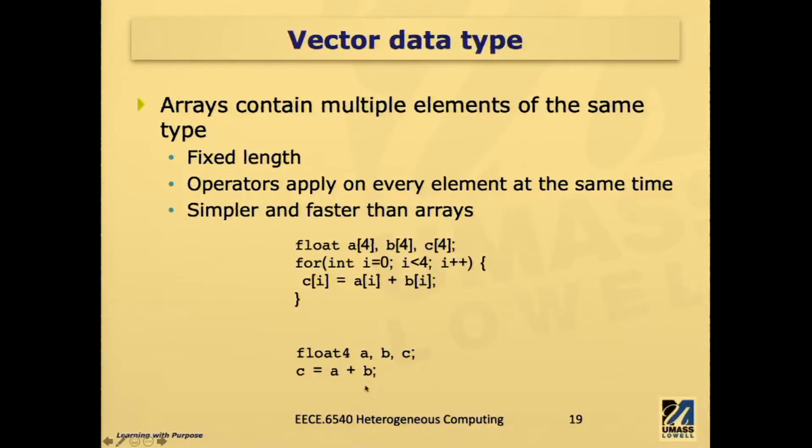But with this vector data type, in an OpenCL kernel function, you can write a very simple two lines of code to do the same thing. You declare float4 A, comma B, comma C. That is to say, we're going to have three vectors. Each of these three vectors is a vector of four elements, and the element type is float, floating point. And if you have these three vectors, you can simply perform A plus B and assign the result to C. Because they are vectors, the addition operation is actually applied to every single element in the vector. So the element-wise arithmetic operation. With these two lines, you can perform the same thing as you have to do in the last four lines.